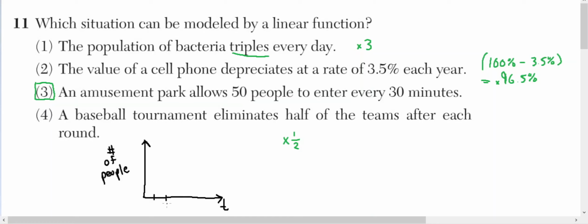And if every tick mark measures off 30 minutes, then this will only go up by 50 each half hour. And so that would create a line. So that's why for number 11, choice number 3 is correct.